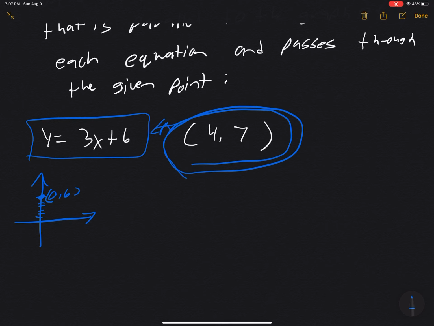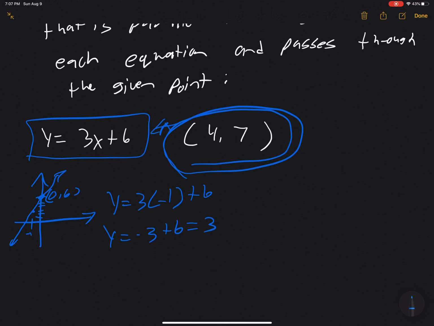So I'm going to plug in some random x value. This time I'll do -1. When x equals -1, we have y equals 3 times -1 plus 6. Which gives me y equals -3 plus 6, which is 6 minus 3, which is equal to 3. So we have the point (-1, 3). So our line looks kind of like this.